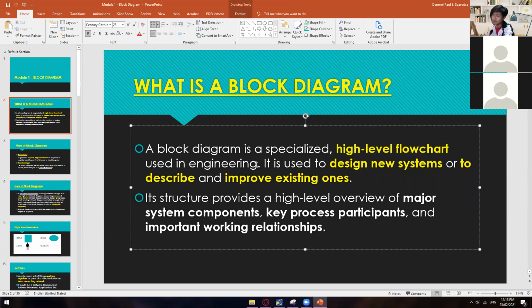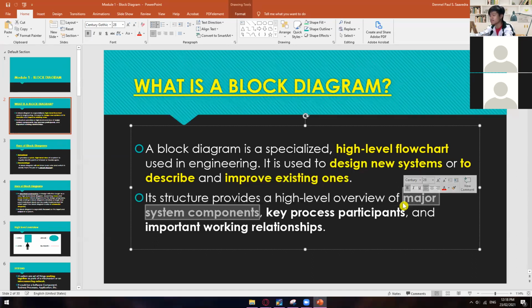This one is mostly used by engineers or other people just to have an overview of something. It could be a system, a process, or things that you can see or observe in one look, not by checking them one by one. It is also used to design new systems, or to describe or improve an existing one. Its structure provides a high-level overview of major system components.